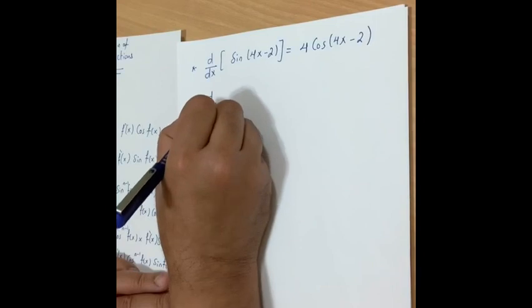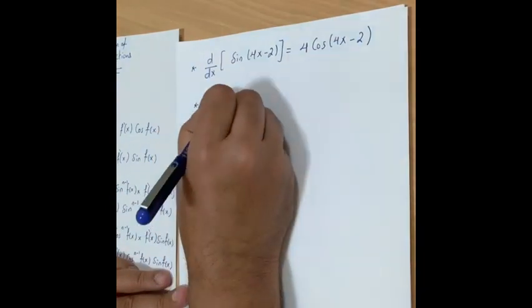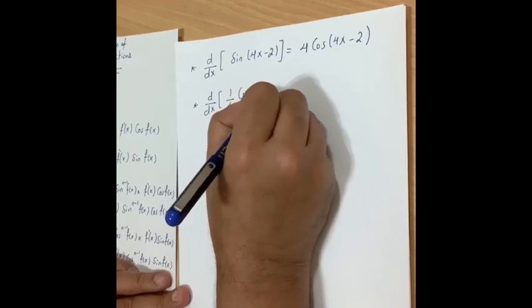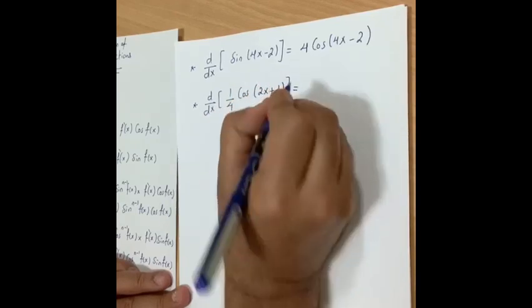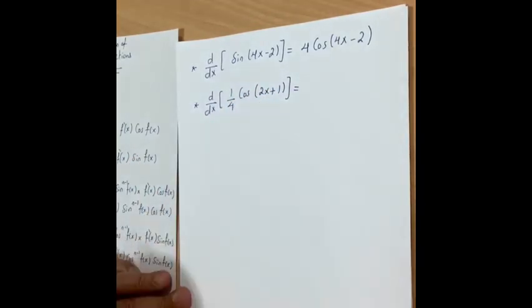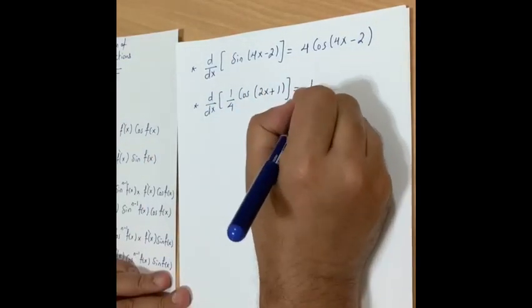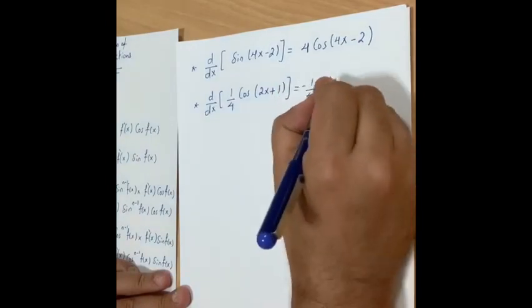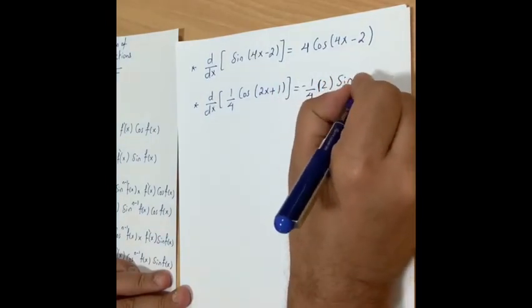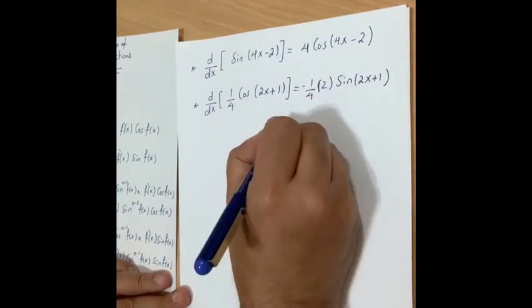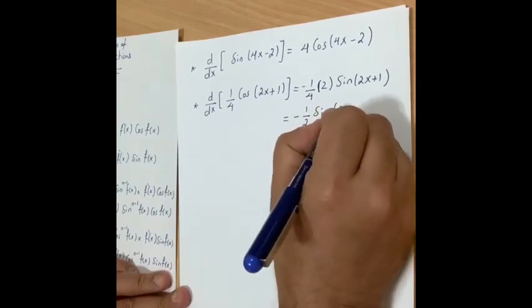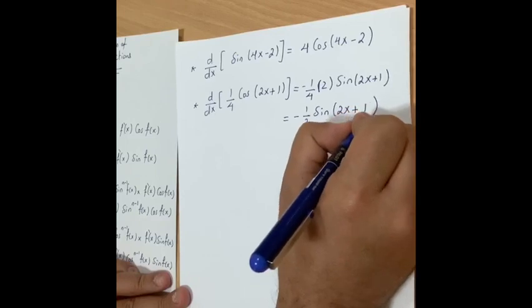Cosine as well, so d by dx of quarter cosine of 2x plus 1. Derivative of 2x plus 1 is 2, so multiply that by quarter, which is outside, and then derivative of the cosine is negative sine of the same expression. Then the final answer is negative half sine of 2x plus 1.